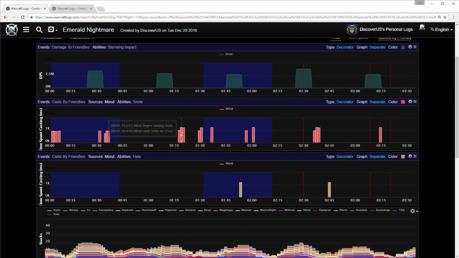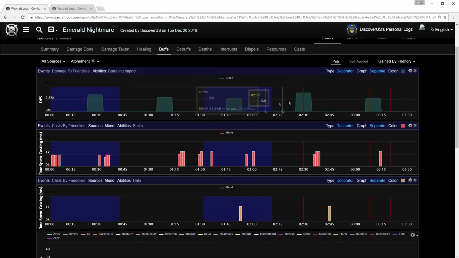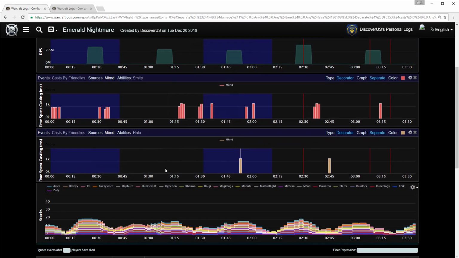The next thing I like to look at, so I've got a good idea of how I use my abilities, and where my atonements were, my timing of my bursts. This is a really good way to look at the Ursoc fight itself.